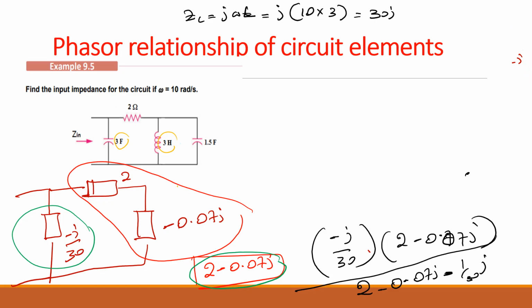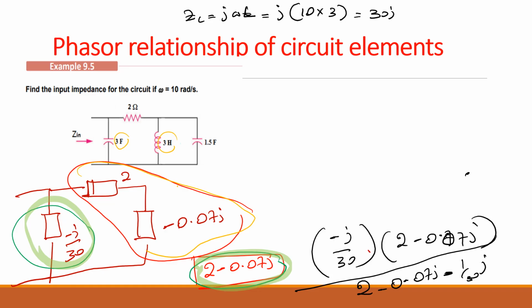These two are in series, so we could add them together. These two are in series. Do you agree with that? And when we add them together, we get this. Am I right? So that one and this one are in parallel with each other. Do you agree with that? So now what can we do? We can add them considering the parallel connection.